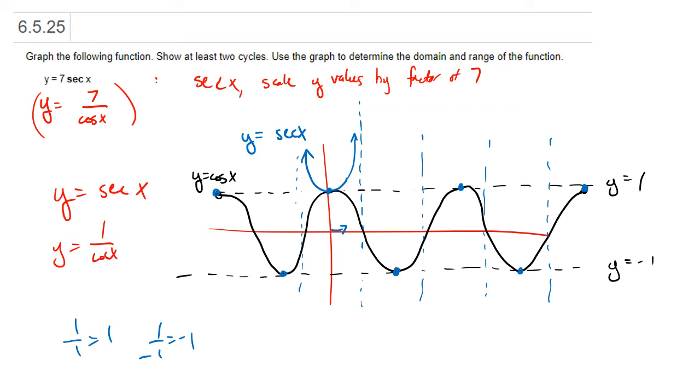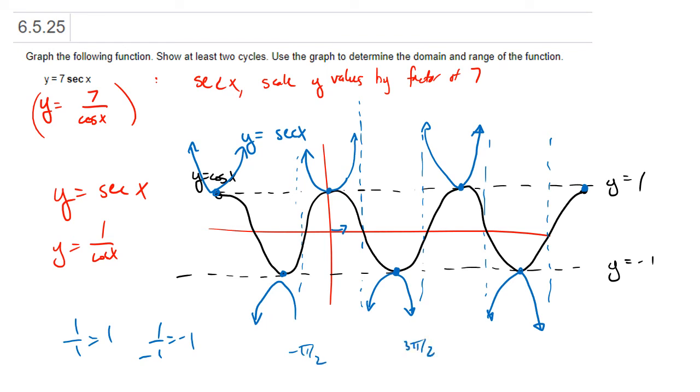And then I just have to match these vertical asymptotes, keeping in mind positive versus negative. Since cosine is negative, secant is negative. Here, cosine is positive, so secant is positive, and so on. A standard period of secant is from minus pi over 2 to 3 pi over 2. That's where we get one positive branch of secant and one negative branch of secant.